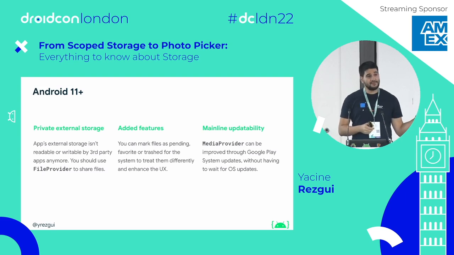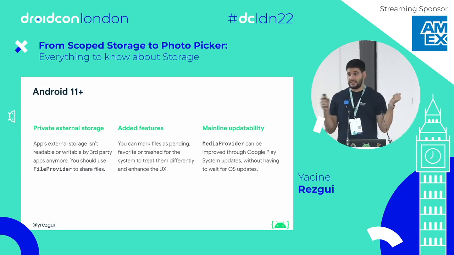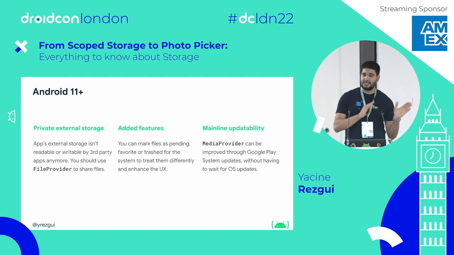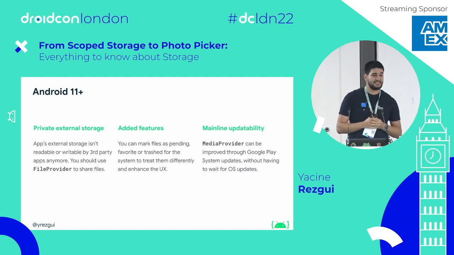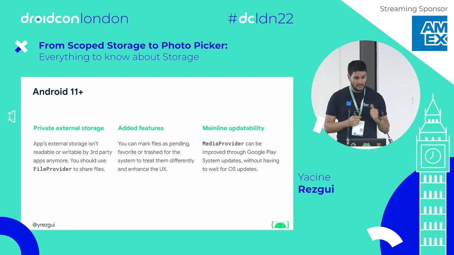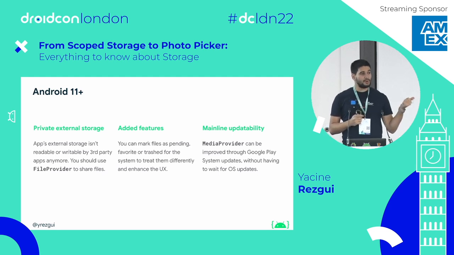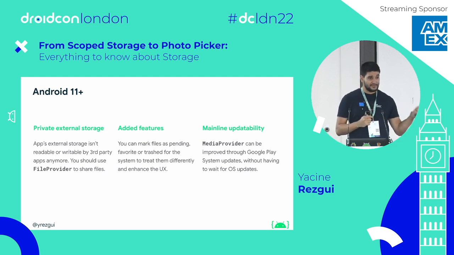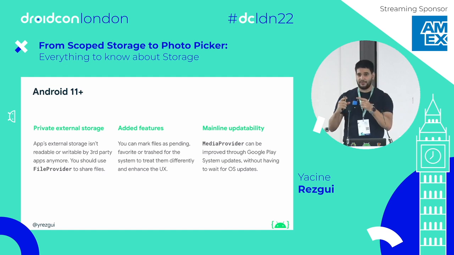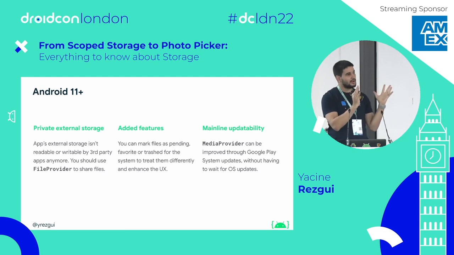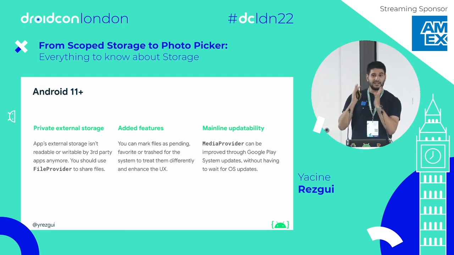The app's external storage is now fully private. So from Android 11 onwards, no one can look at and touch your app's external storage. We've added features. If you want to mark a file as favorite, there is an API for that, and what it will do is when you open your default gallery, you will have an album or a collection named favorite, and all the files you tag as favorite will be seen there.